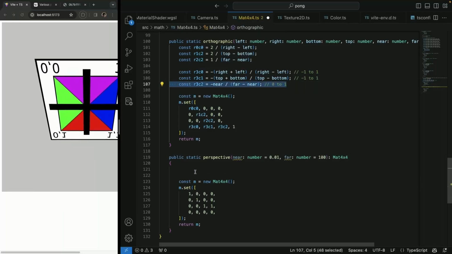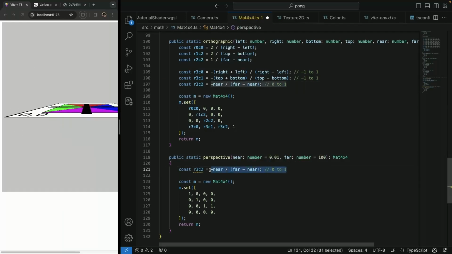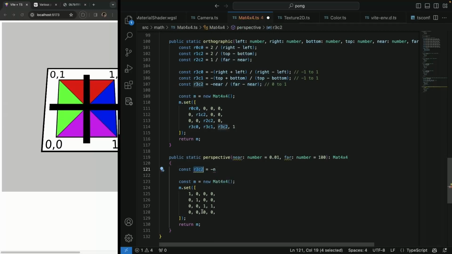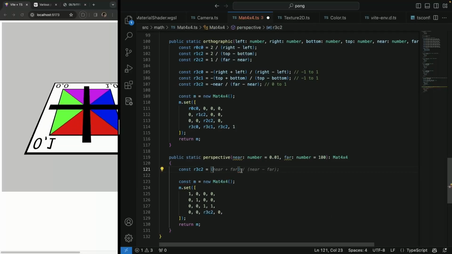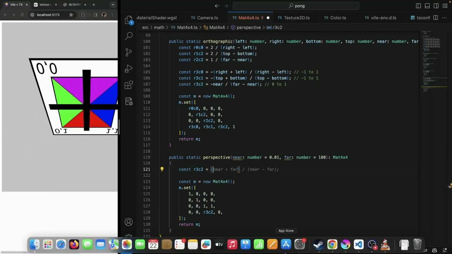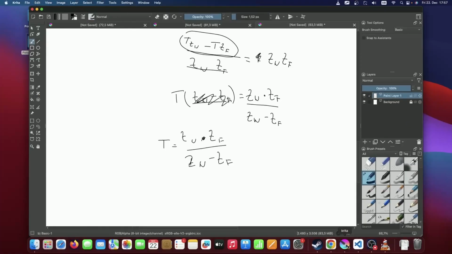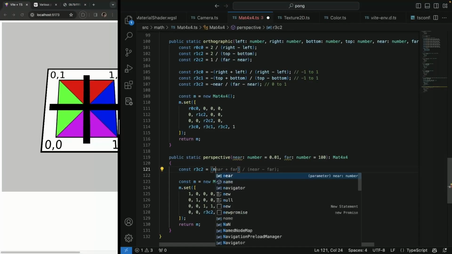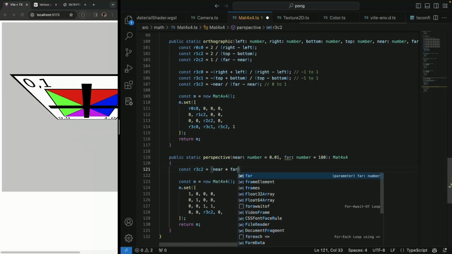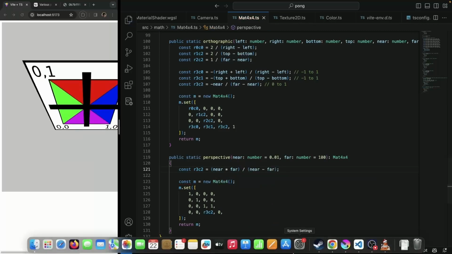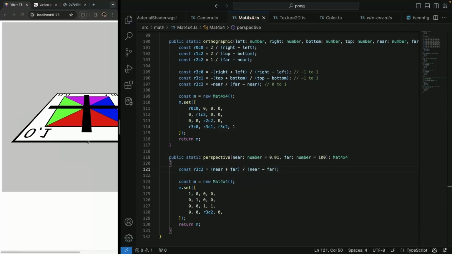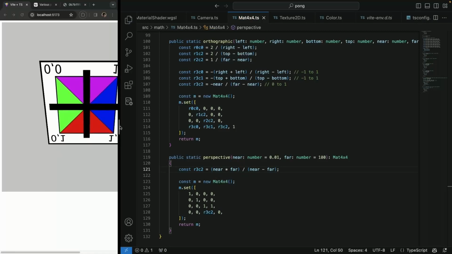And then we're just going to say, okay, so that goes here. And what did we have? Well, if you take a look at how we solved for it, we had near times far, near minus far. So let's just write it. So we had near times far over near minus far. Okay, we solved for that part. And you can see that it still works, right? I refreshed it, it still works.